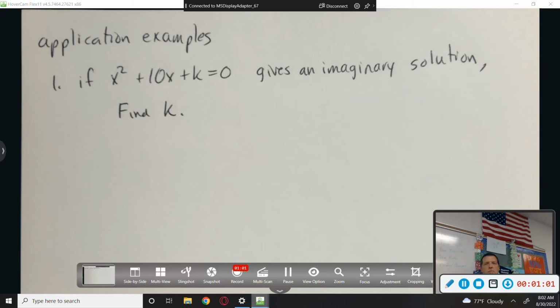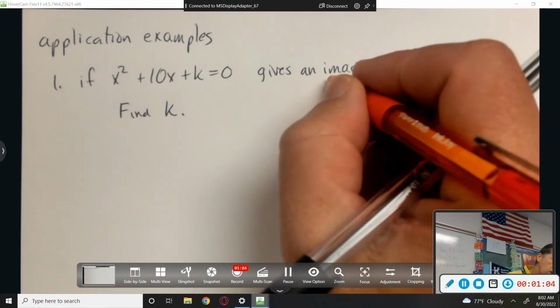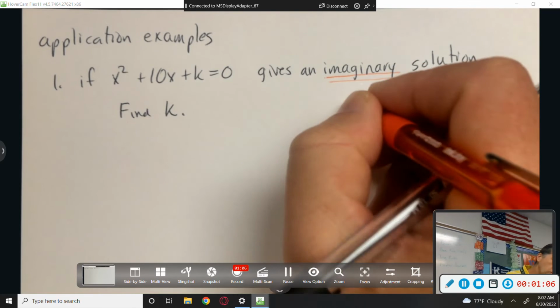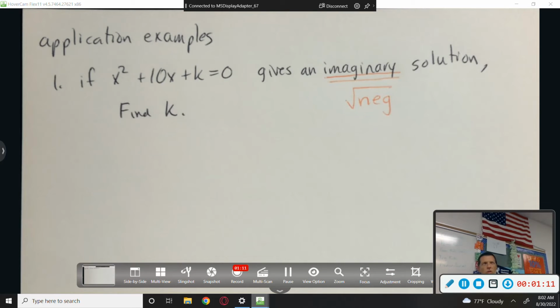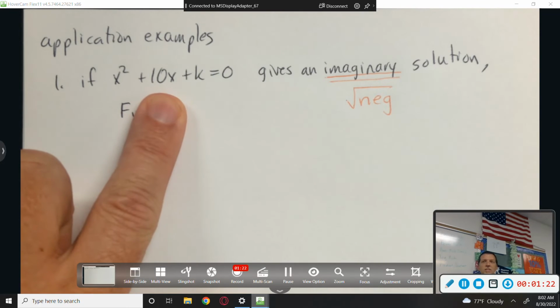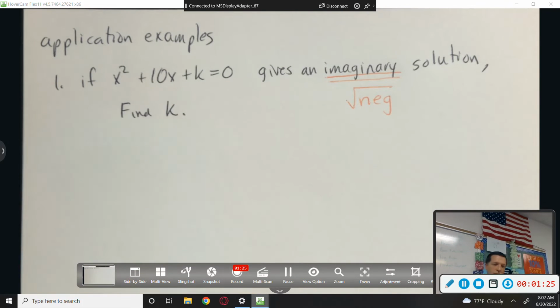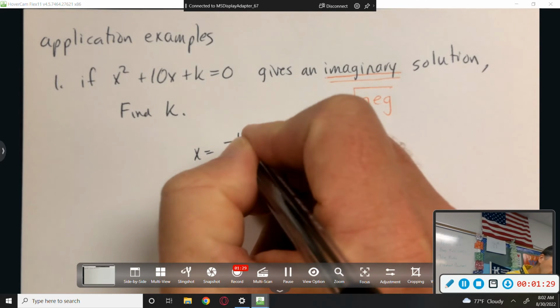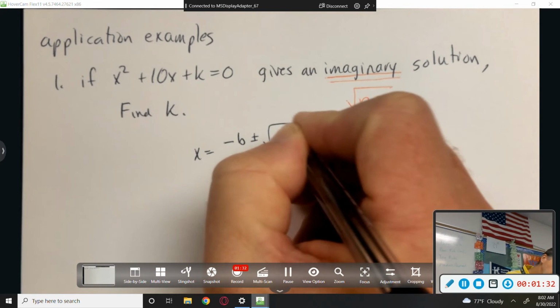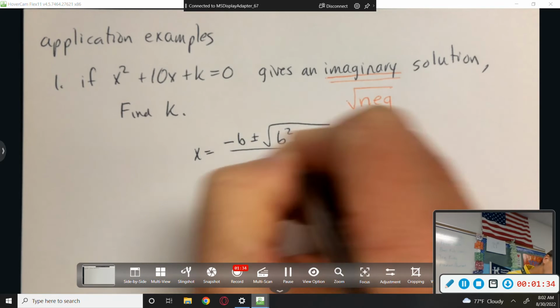Let's see, an imaginary solution. Imaginary means you're taking the square root of a negative number. So which method involved taking the square root of something? Square root method's one of them, but the square root method only works if b is 0. So the quadratic formula. x equals negative b plus or minus the square root of b squared minus 4ac all over 2a.